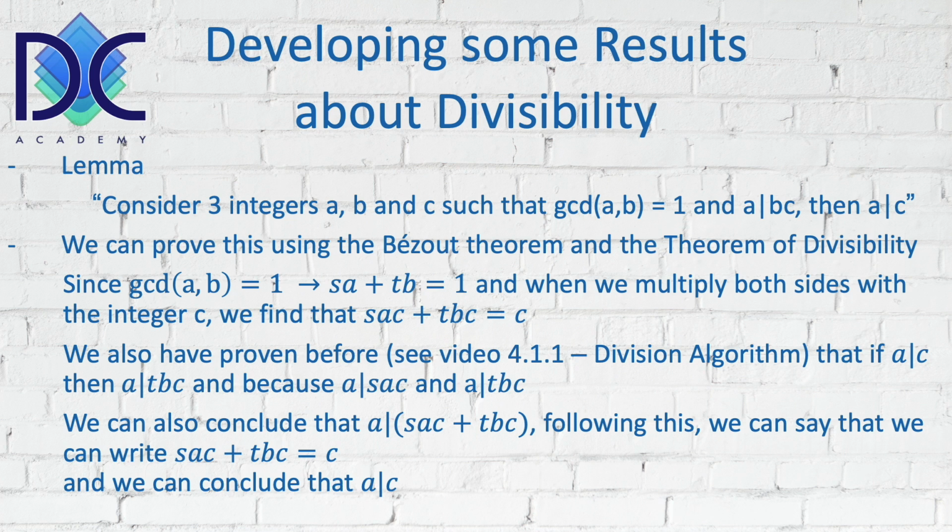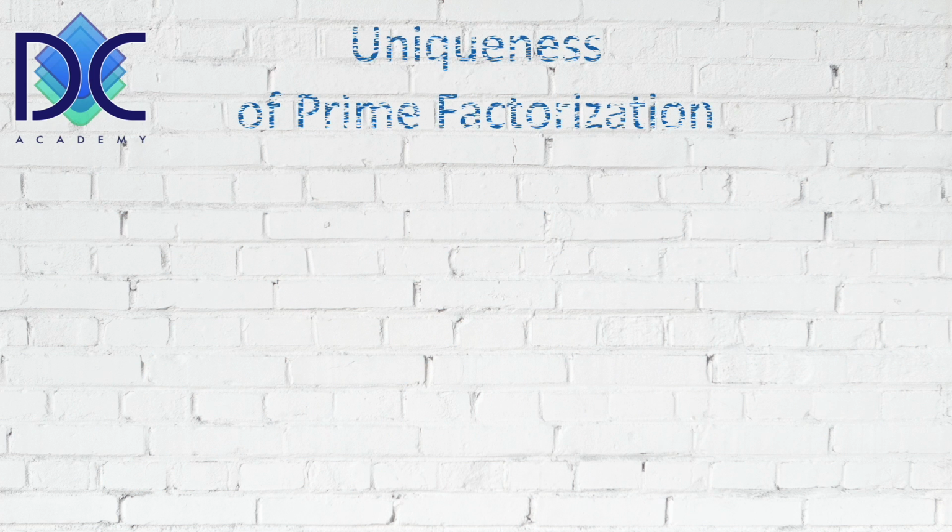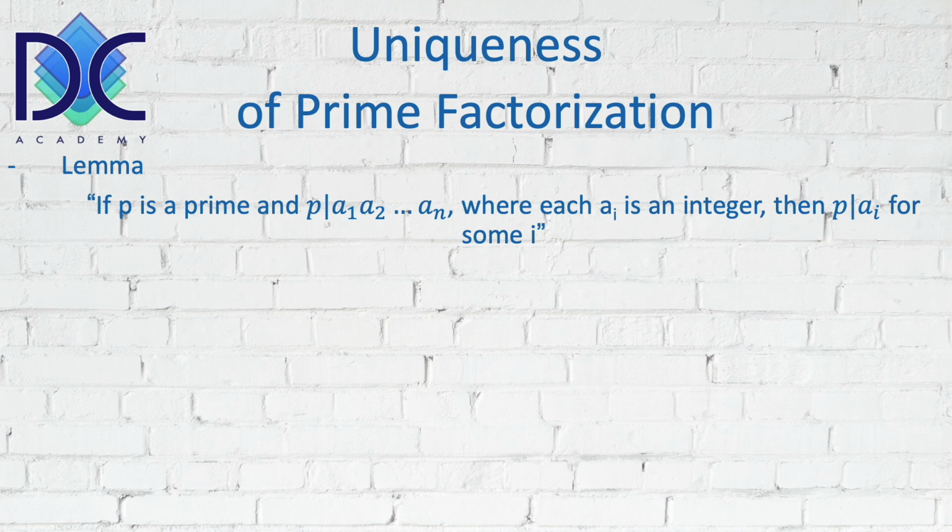Now, we also have uniqueness of prime factorization, and this lemma says that if P is a prime and P divides A1, A2 up to AN, where each AI is an integer, then P divides AI for some I. It means that we have a prime number and P divides the product that we have, then there is at least one number for which P divides that number.